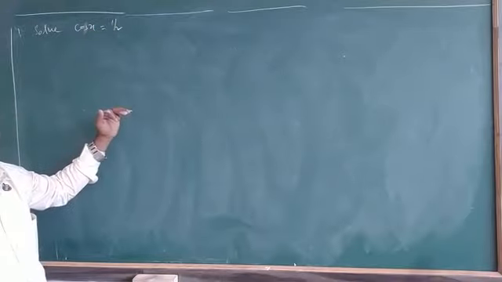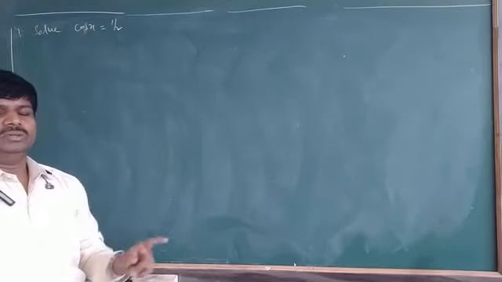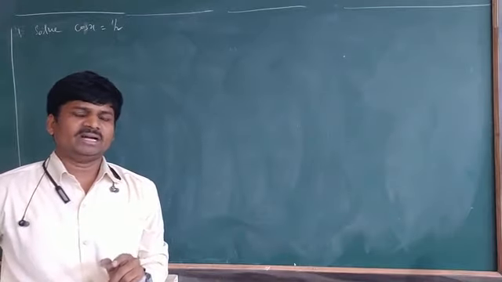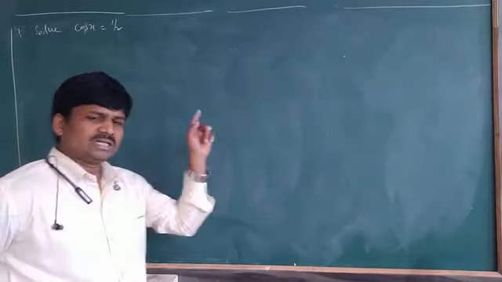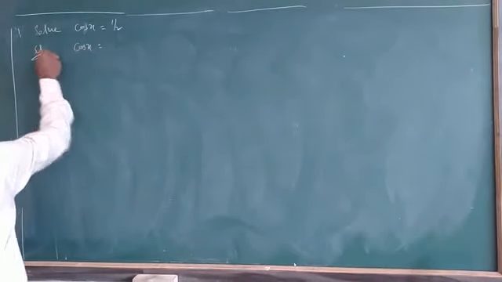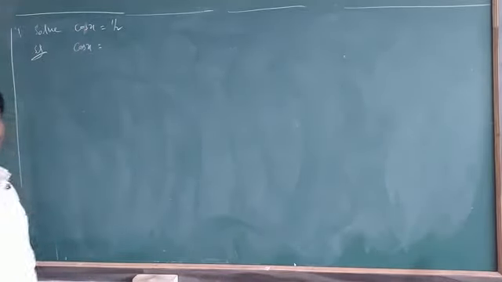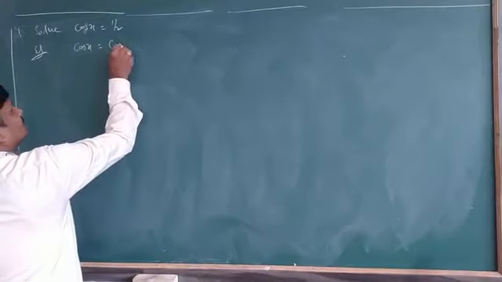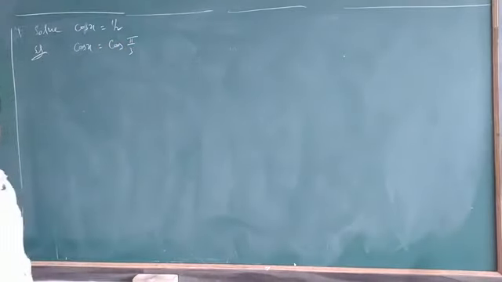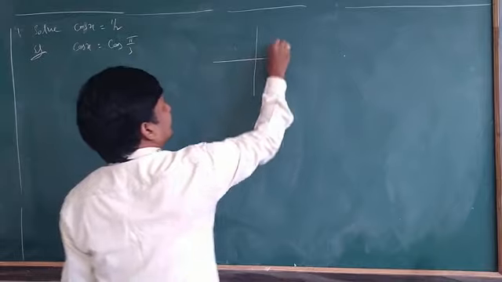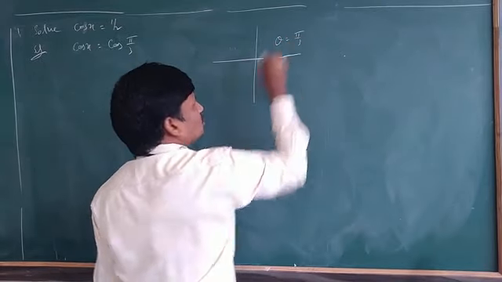So how can you solve that general solution? Just now I told you, to find the general solution compulsorily what do we have to find? Principal solution we have to find. Principal solution is the alpha value you have to find. Just see how it will be found. Cos x is equal to 1 by 2. 1 by 2 means cos 60, cos pi by 3. Yes or no? Cos 60 value pi by 3. Here theta is equal to pi by 3. It is in the first quadrant only.